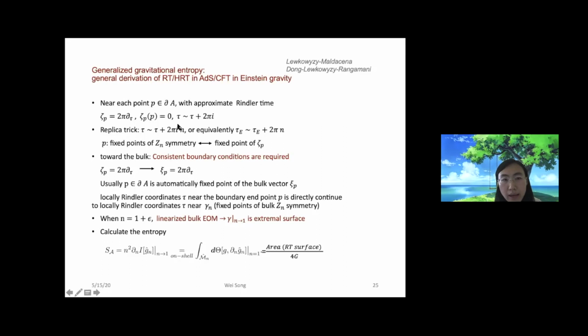And then this replica trick is performed using this approximate Rindler time by changing this thermal identification and multiplying it n times. That's to make n copies. Alternatively, if we go to Euclidean space, this is just the Euclidean thing, changing the identification, changing the period from 2π to 2πn. And we know that the endpoint is actually the fixed point of this approximate Rindler time.